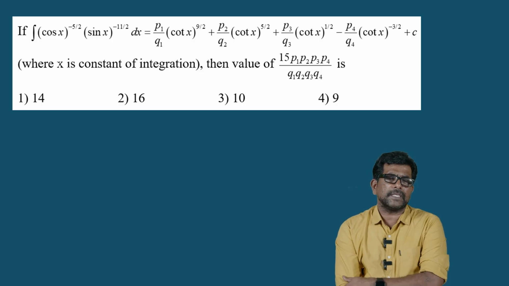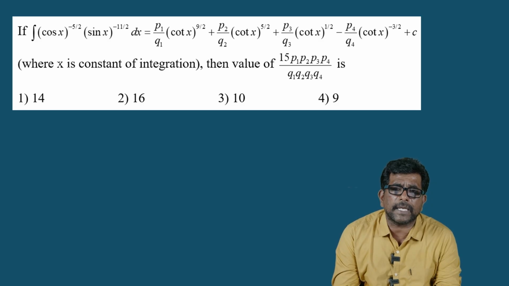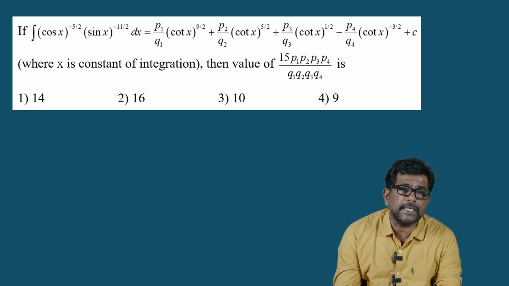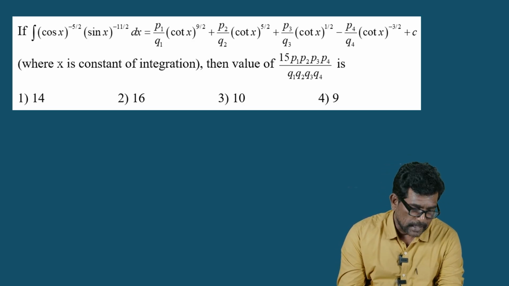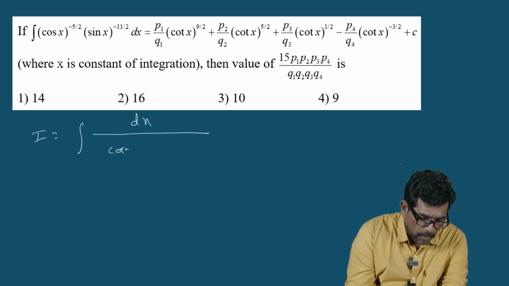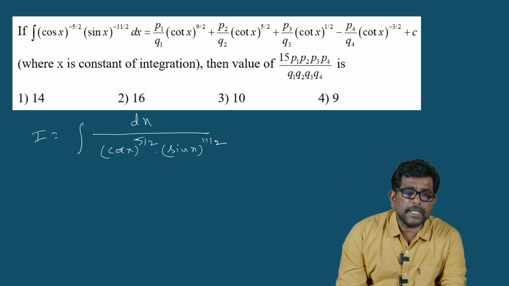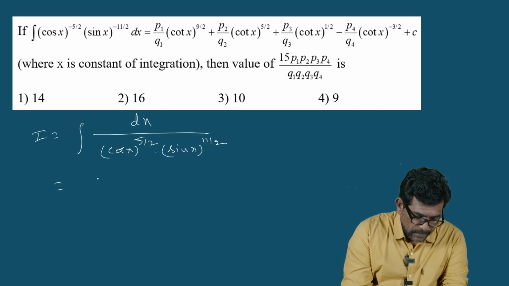Now observing this problem, the RHS contains only the cot x trigonometric ratio. That's why we try to convert the left hand side in terms of cot x and cosecant square x. Suppose I consider I is equal to integral dx upon cos x whole to the power of 5 by 2 into sin x whole to the power of 11 by 2, I am writing. Now, to convert this into cot x, I am going to multiply by sin x.